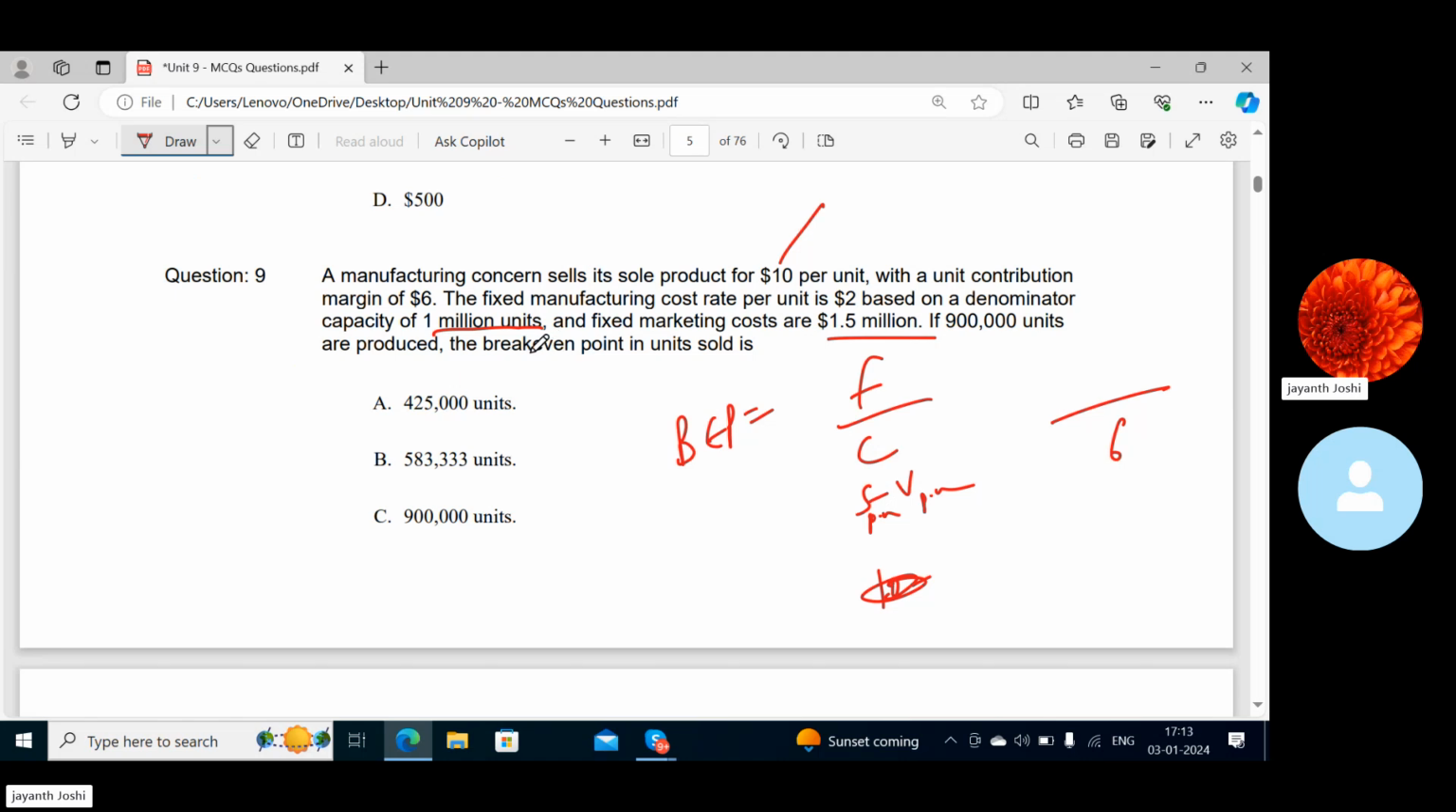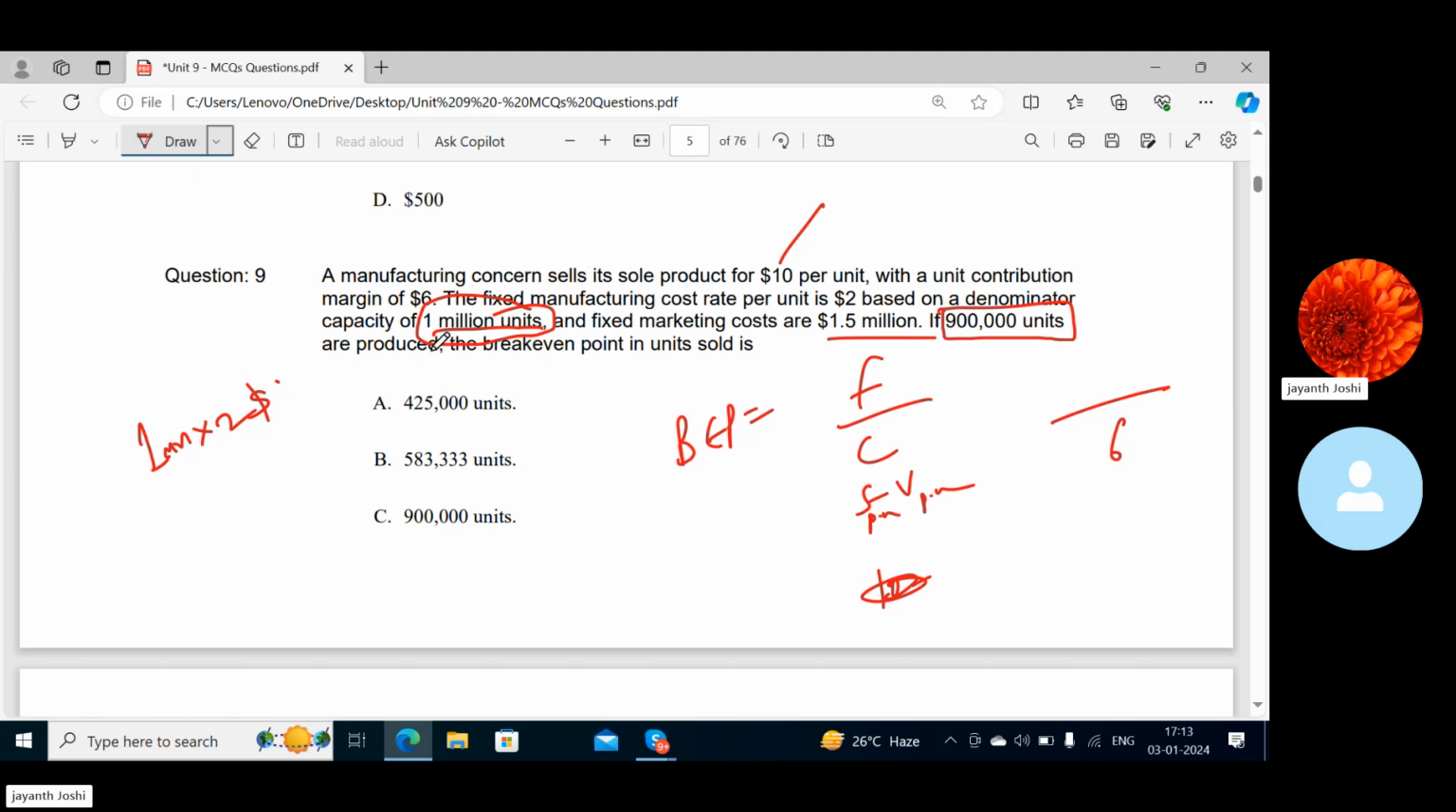So now how will you decide what you should be taking? See, if you produce 900,000 units, or you produce however many units, the fixed cost is the same or is it going to vary? Same. Okay, so fixed cost is 1 million units into $2, right?